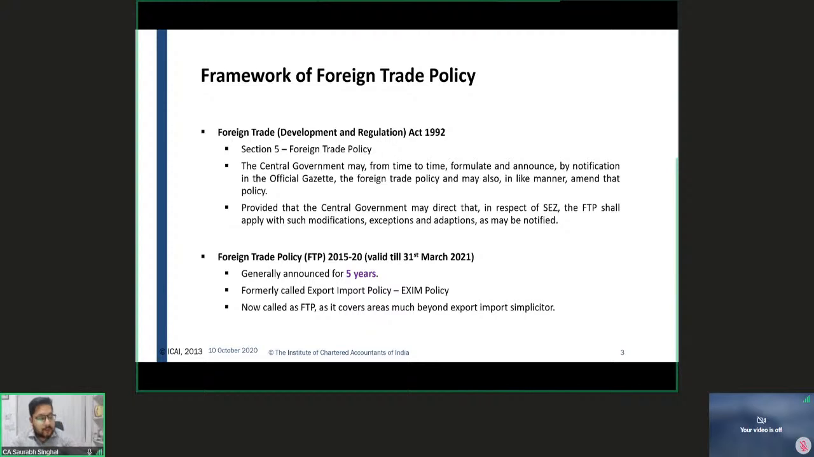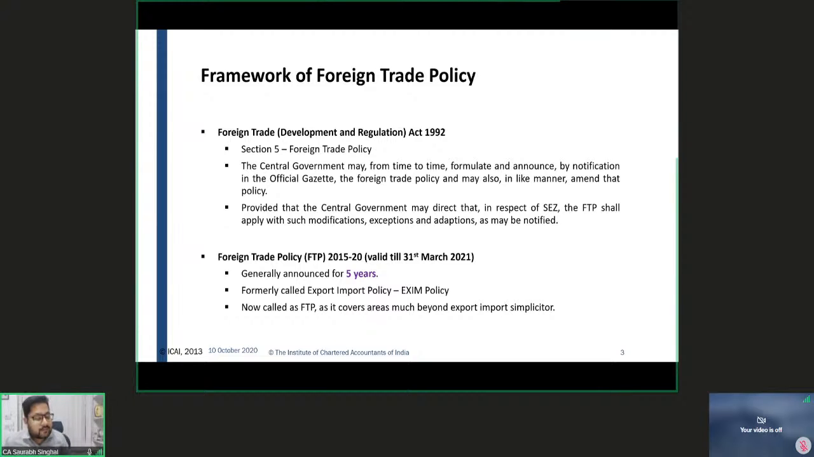Because earlier the provisions relating to SEZ, Special Economic Zones, were part of the foreign trade policy. But with effect from 2004-2005, the provisions relating to SEZ were taken away from the foreign trade policy document and put in a separate legislation called the SEZ Act 2005. And that act, as we all know, is a notwithstanding act, an overriding act.